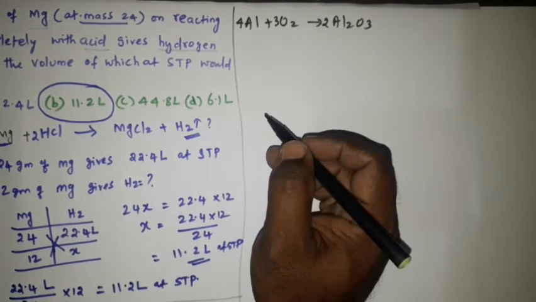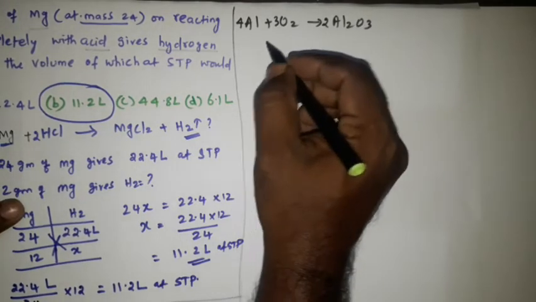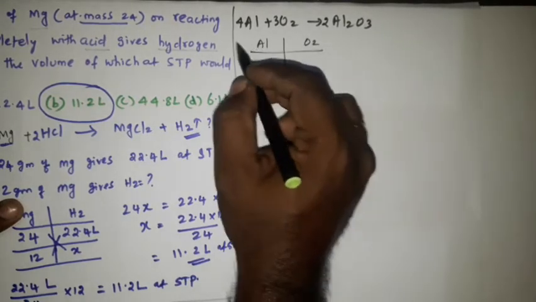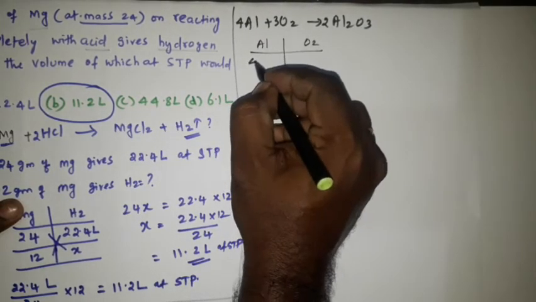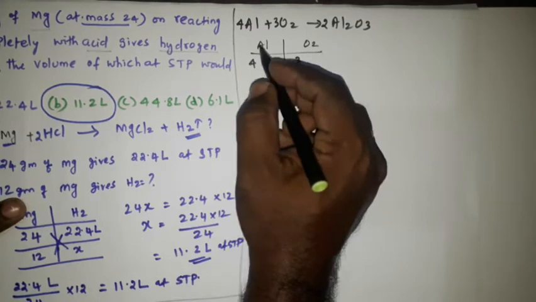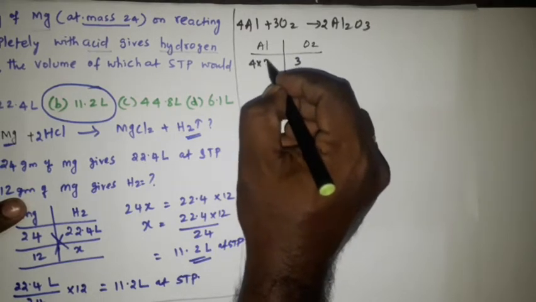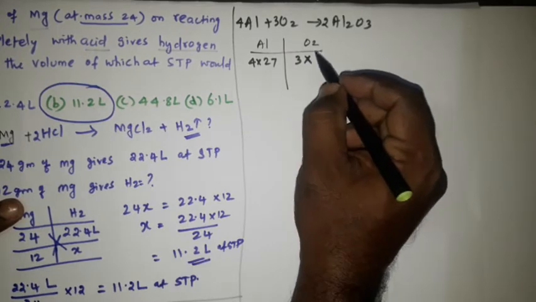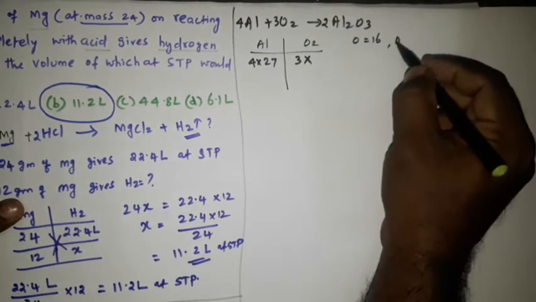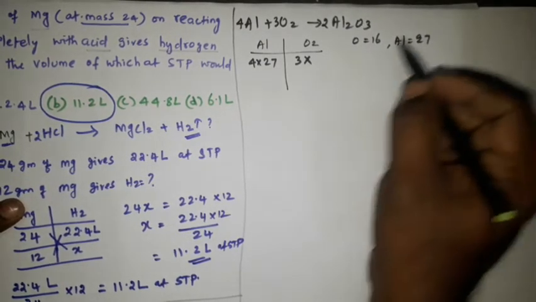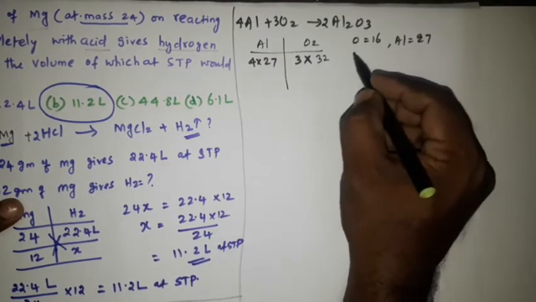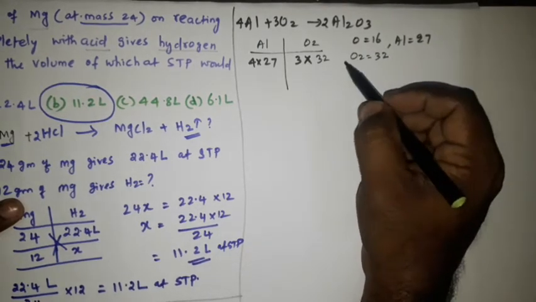Now make one tabular column, aluminum here, then oxygen. What is the stoichiometric coefficient? 4 here, for oxygen that is 3. Now what is the relative atomic mass of aluminum? That is 27. And for oxygen, atomic mass is 16. How many oxygen atoms are here? 2 oxygen atoms. So 2 into 16, 32. So O2 is 32 because of 2 oxygen atoms.